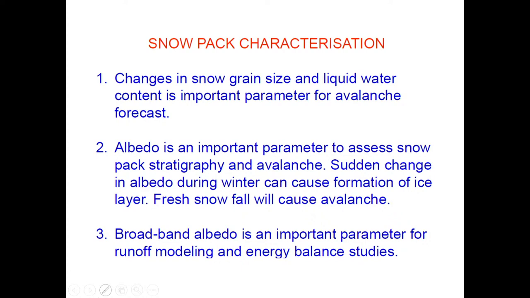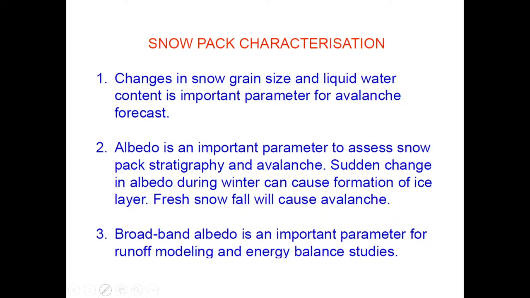So snowpack characterization. In the snowpack characterization, we can study the changes in the snow grain size and liquid water content. These are the important parameters, helpful in the avalanche forecast. Along with grain size, albedo is also an important parameter to assess the snowpack stratigraphy and the avalanche. If there is a sudden change in the albedo during the winter, it can cause formation of ice layers, and whenever fresh snow falls over it, it may cause an avalanche.